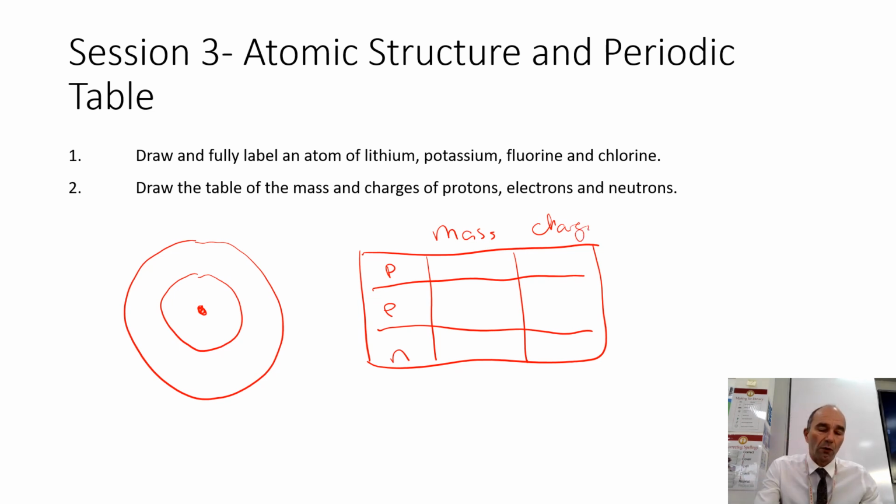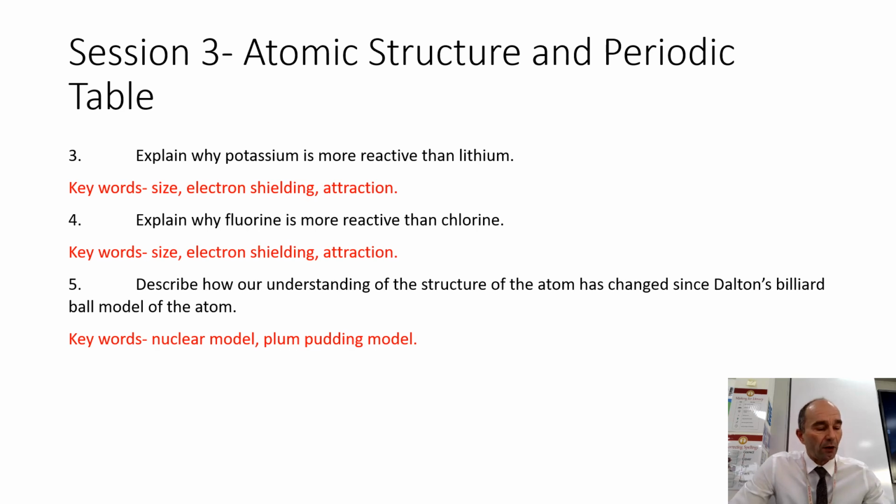And then your third activity is to explain why potassium is more reactive than lithium. You've got some keywords to use, which are size, electron shielding and attraction. You might want to use your diagrams from the first activity to help you with that. Likewise, with activity 4, you'll need to use those diagrams again because you're going to explain why fluorine is more reactive than chlorine. You also need to use the same keywords, which are size, electron shielding and attraction.